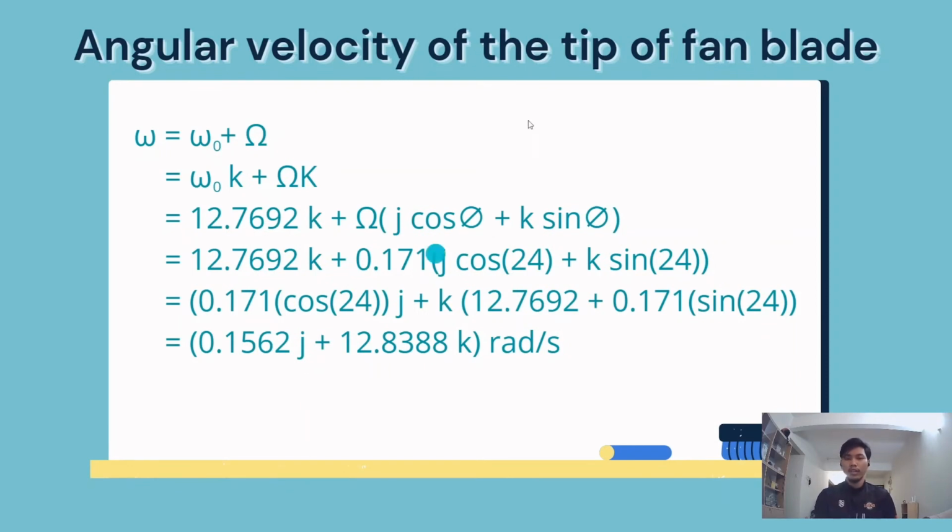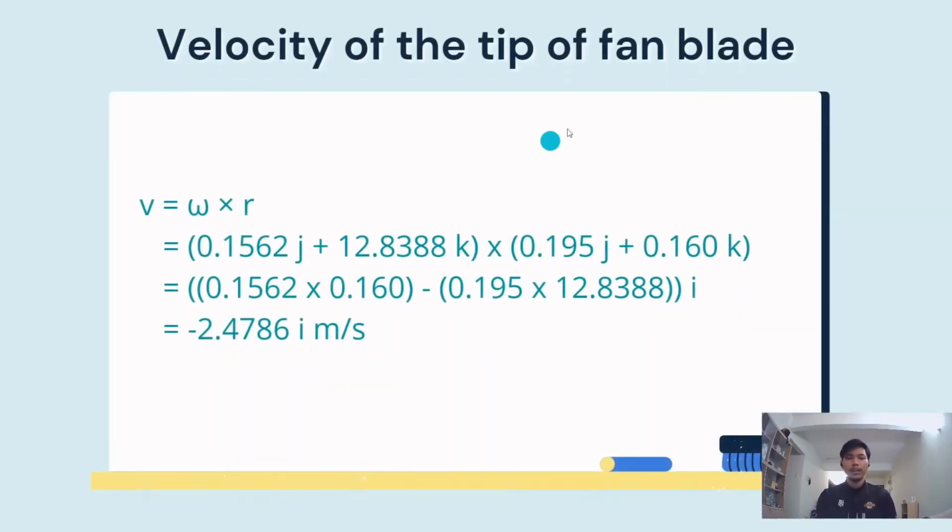For the low speed setting, this is how to find the angular velocity of the tip of the fan blade. The angular velocity about the z-axis plus the angular velocity about the reference axis. Inserting the variables and numbers, we get the answer 0.1562 J plus 12.8388 K rad per second. For the velocity at the tip of the fan blade, we use the cross product formula. We insert the angular velocity vector and the position vector of the tip of the fan blade, and we get negative 2.4786 I meter per second.